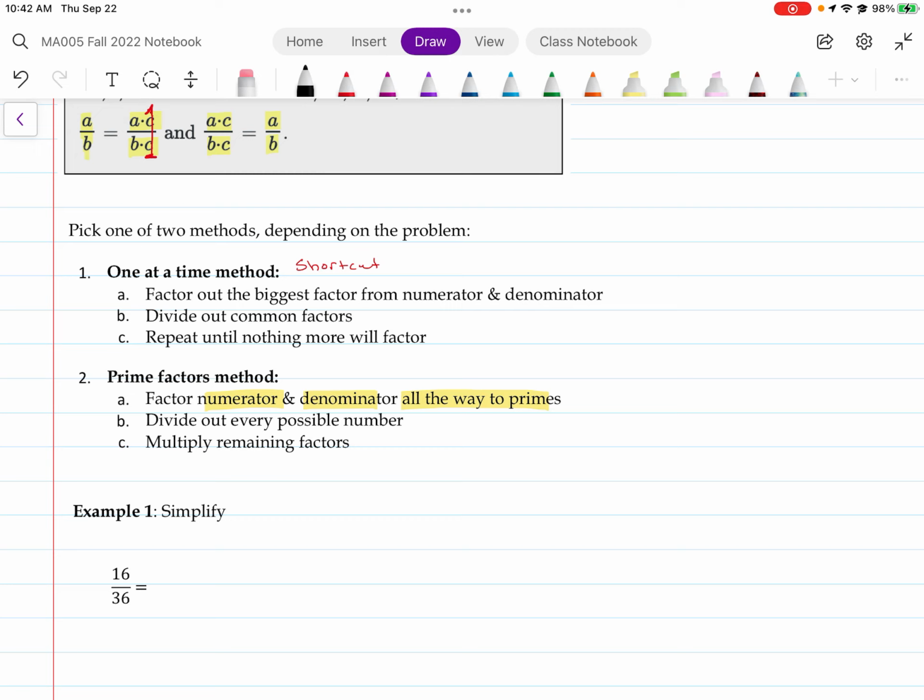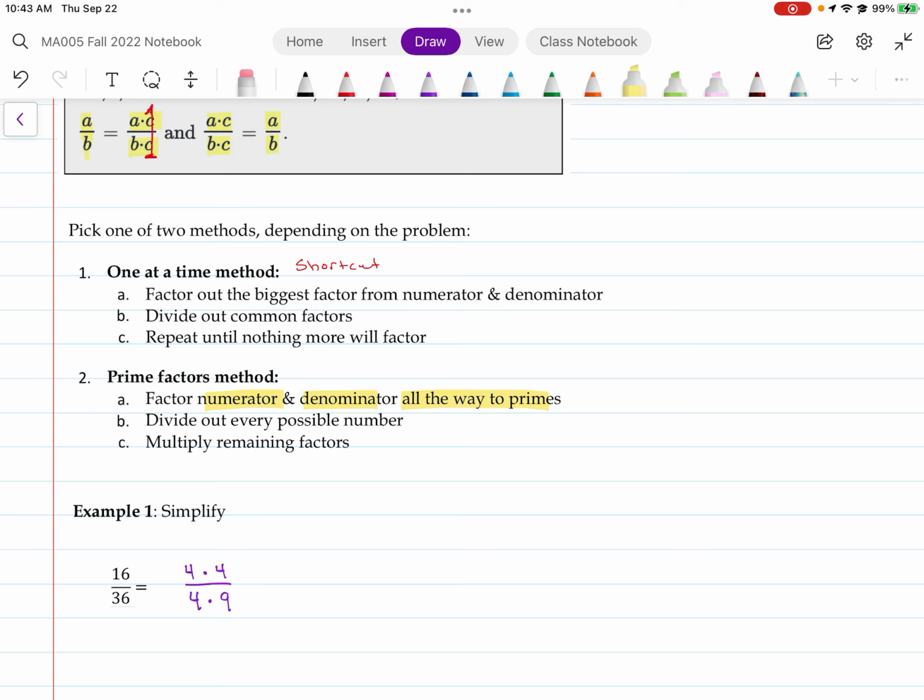One at a time, I'm going to look at both of these, and this is where having your multiplication facts down is really going to help. And I think to myself, what's the biggest number I can think of that goes into both of those? If you don't find the biggest, it's okay. It's not the end of the world. You'll just have to do it again. I see a 4 goes into both of those. So I'm going to say 4 times 4 over 4 times 9.